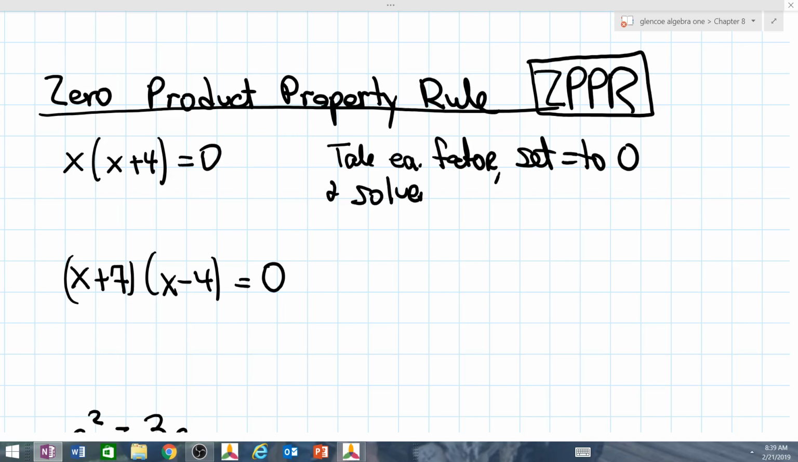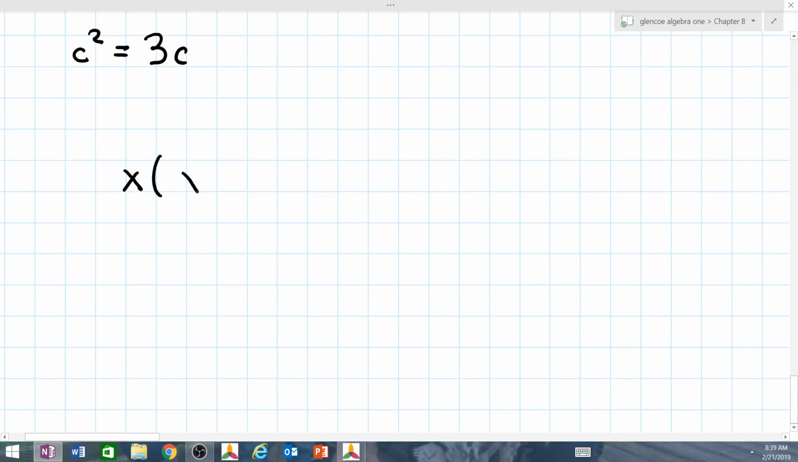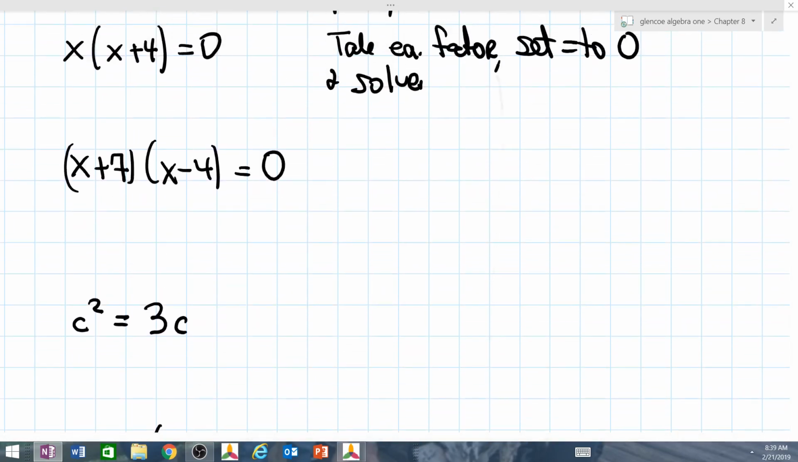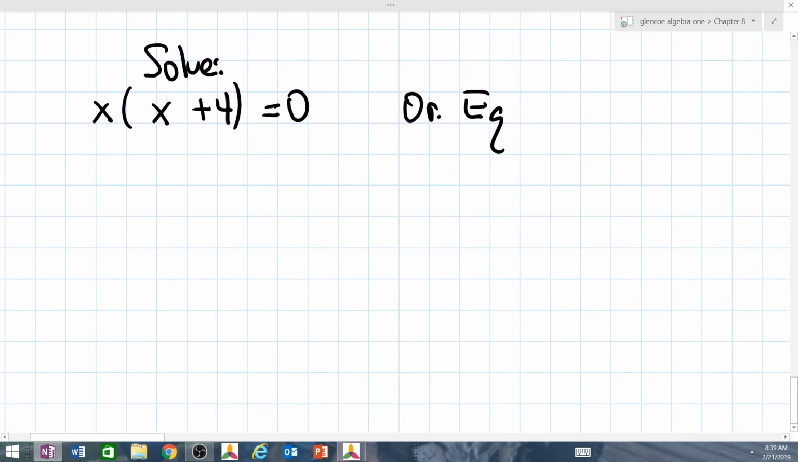So I'm going to take that first example with you. x times the quantity, was it x plus 4? Yes. x times (x plus 4) equals 0. So this is the original equation. The directions will ask you to solve. They are not going to tell you to use the zero product property rule. But whenever you have an equation equal to 0, that is exactly what they're asking you. They want you to solve it. Zero product property rule. Here we go.